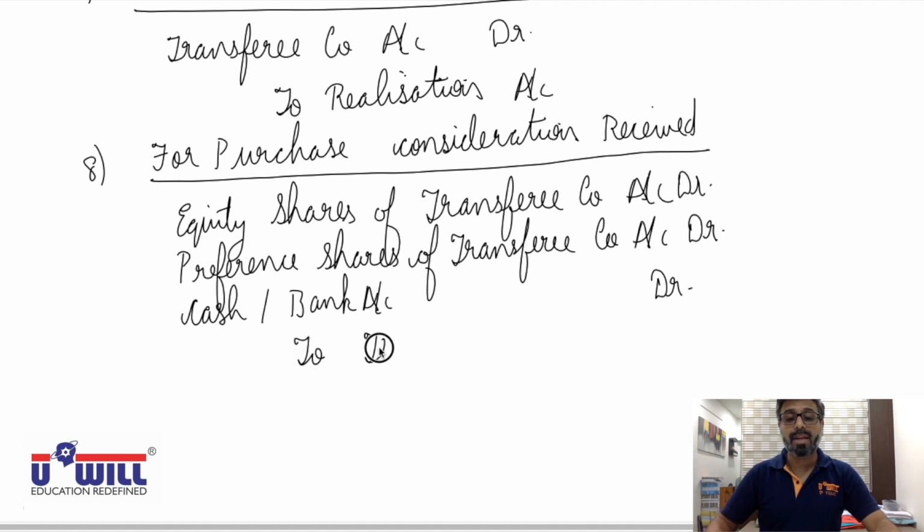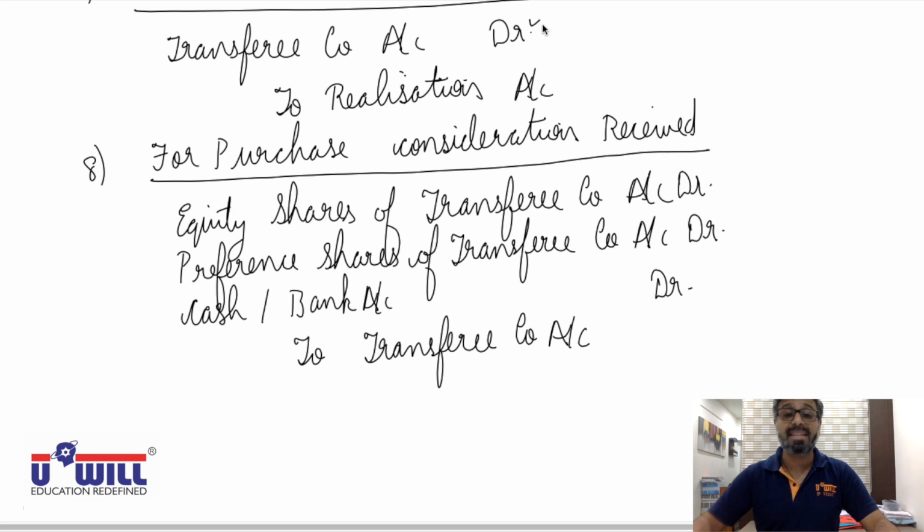2. Transferee company is the giver, credit the giver. So to transferee company account. So this account which was debited as a receivable, once you receive the purchase consideration, it gets credited and closed. I repeat it.